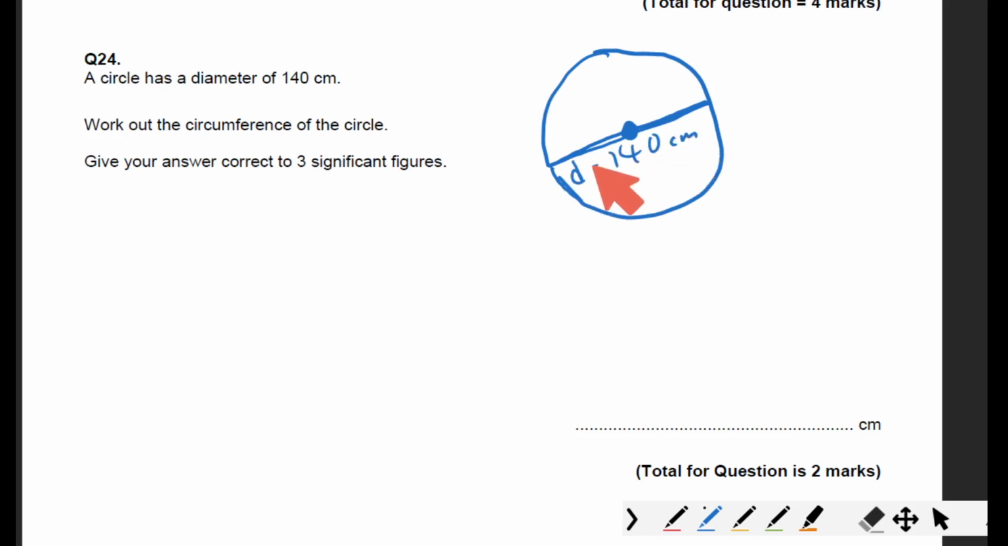So D equals 140 centimeters. Work out the circumference of the circle. The circumference is the measurement, the distance, all the way around the circle. Imagine somebody had to go all the way around, back to where they started. That is the circumference. So what's the formula for the circumference? Circumference, C if you like, is pi times diameter.